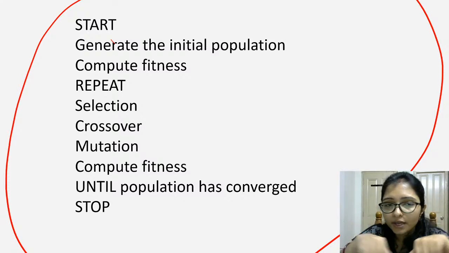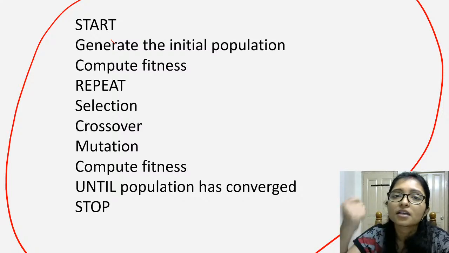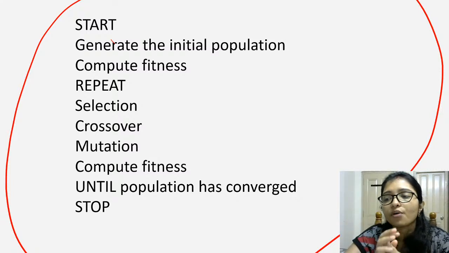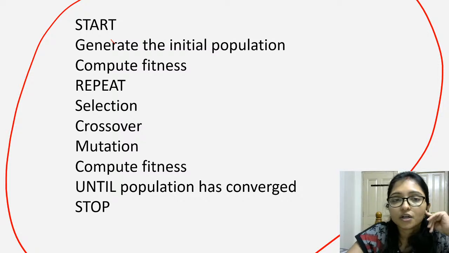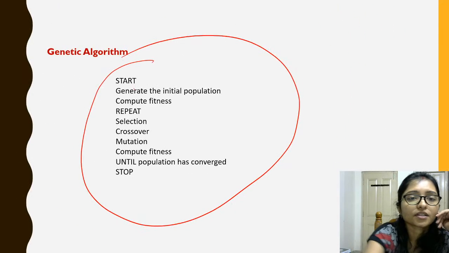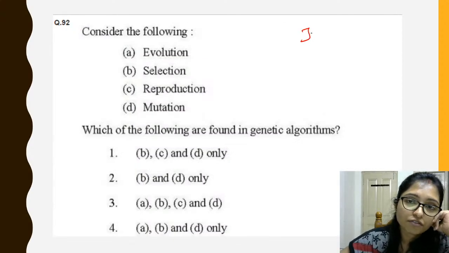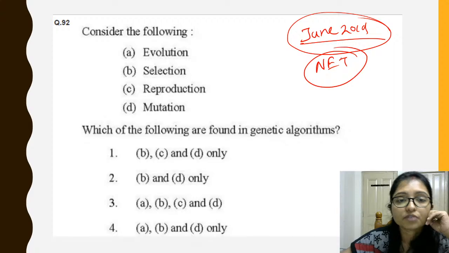So try to remember the genetic algorithm steps. Maybe a question can be asked from the steps; maybe they can shuffle the steps and ask in any way. So try to remember the steps. Okay. Yes, this is a question. This is a question from NET June 2019. It is very easy for you. Try to solve.